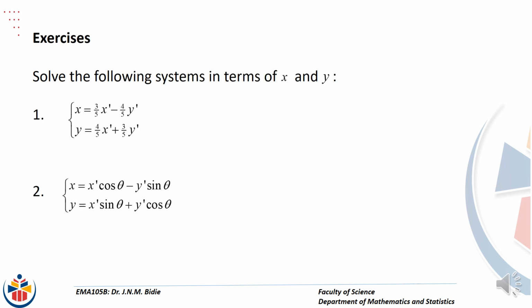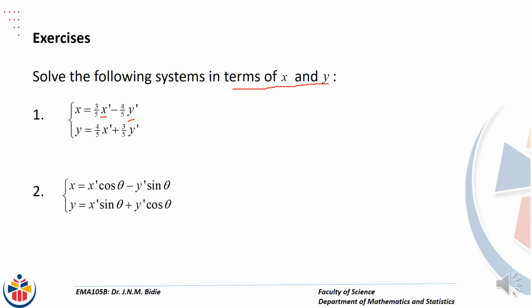Here are some exercises that we ought to do. Now note that the constant matrix has got variables x and y. So here we are solving for x prime and y prime. That is why it says solve the systems in terms of x and y. So x prime might have x and y, and y prime might have x and y, depending on how your calculations go.